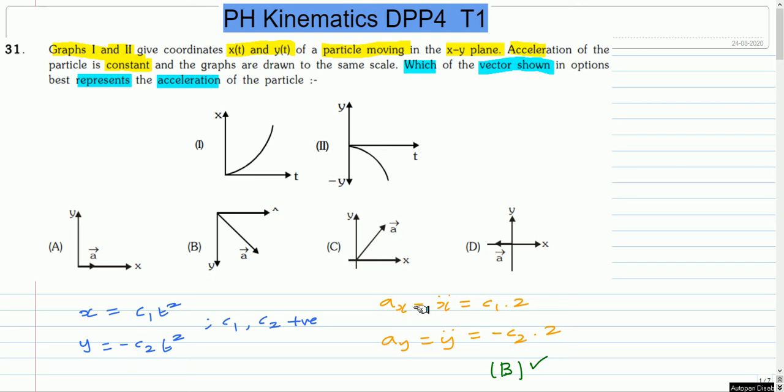So from this we get the acceleration in the x direction as the second derivative of x with respect to time. So that is c1 times 2, and the y component of acceleration is the second derivative of y with respect to time. So that is minus c2 times 2. So from this we get the x component of the acceleration as positive and the y component of the acceleration as negative. So option B is the one which is matching this.